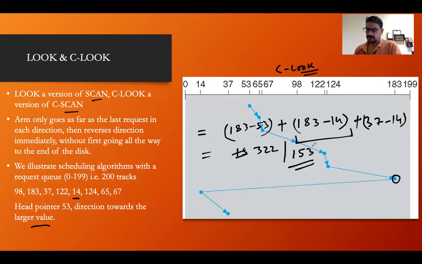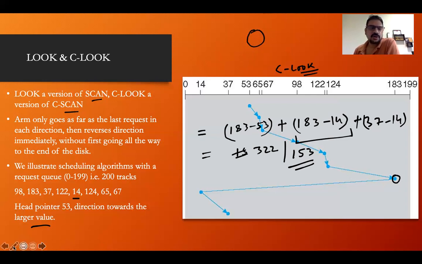So 153 is the value if we are not considering this particular movement, the cylindrical one, if it is saying that it is circular or that way. But actually that doesn't happen, right?